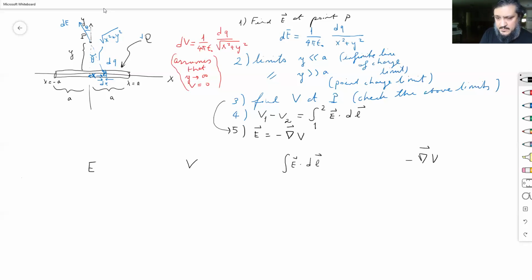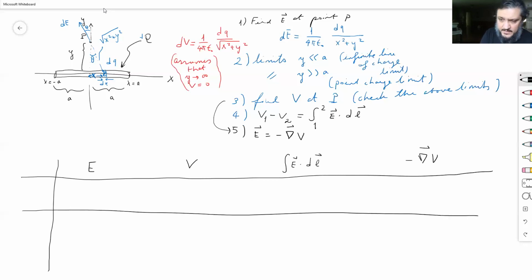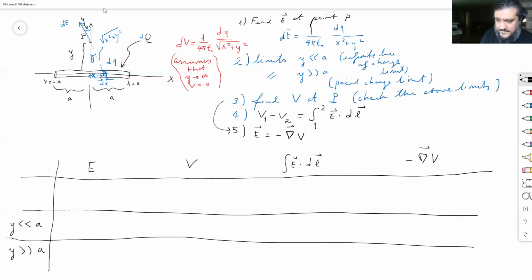Let's make a table. Okay, and then we're going to check our limits. Limits when y is less than a, and for a very large y value. Okay, so let's try to fill this table.